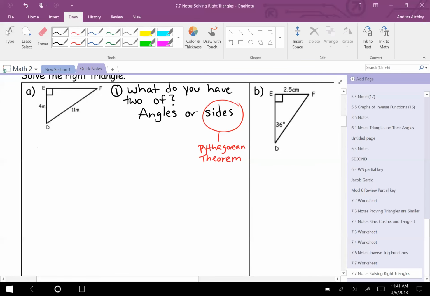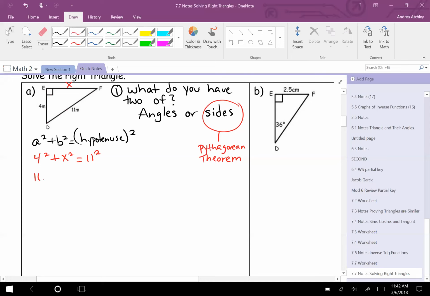So let's remember the Pythagorean theorem is a squared plus b squared equals the hypotenuse squared. If you don't have the hypotenuse equal to the hypotenuse squared, then you'll get the answer wrong. So you should have 4 squared plus, we're going to make this side x squared equals the 11 squared. The hypotenuse is 11 because DF, which is 11, is opposite the right angle, and it's the longest side.